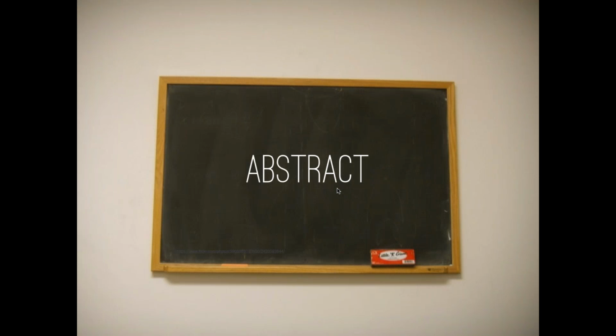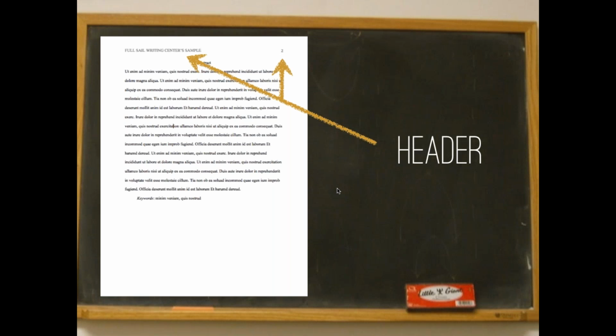You may or may not be required to include an abstract in your document. Usually abstracts are only included with longer research papers, but when it's required, the abstract is a brief summary of your paper that immediately follows the title page. The abstract should look like this.